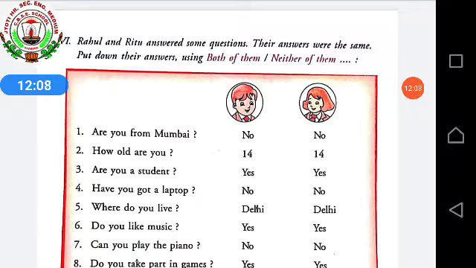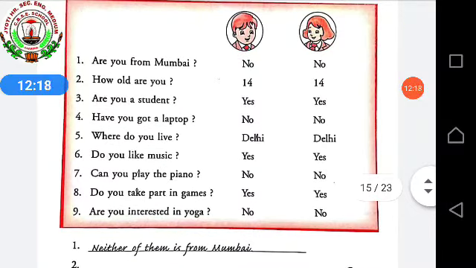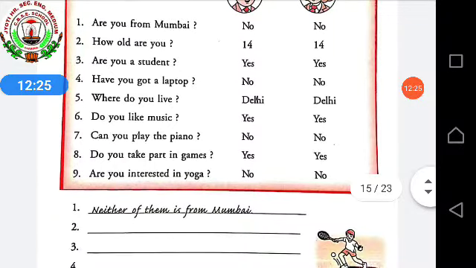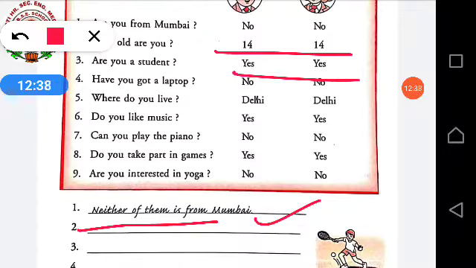So let's start. Are you from Mumbai? No, no. So no means both are saying no. That means neither of them is from Mumbai. How old are you? Both are 14 years old. So I will write both of them are 14 years old. You have to write your answers over here. Then next, are you a student? So both are students. So you will write both of them are students.